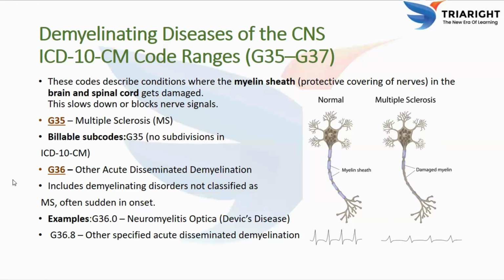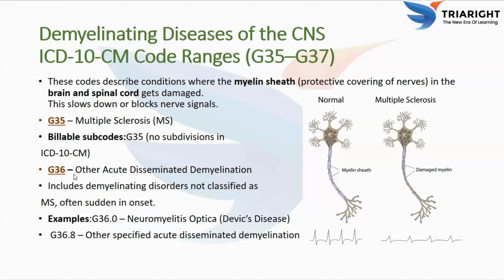So coming to G36, what is it? Other acute disseminated demyelination. This code covers the sudden onset demyelinating diseases that are not part of multiple sclerosis. So what do you mean by acute? Short term, right? It starts suddenly. Disseminated means it affects multiple areas of the brain or spinal cord. In this case, the myelin damage happens quickly and it also causes sudden symptoms like weakness, vision loss or coordination problems.